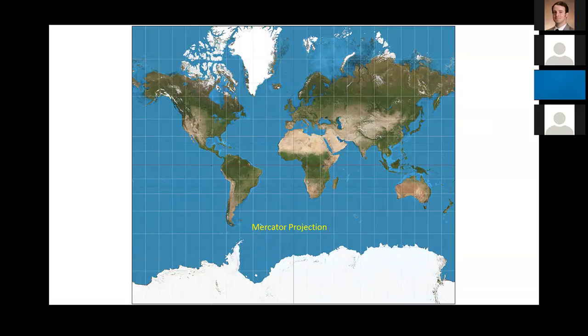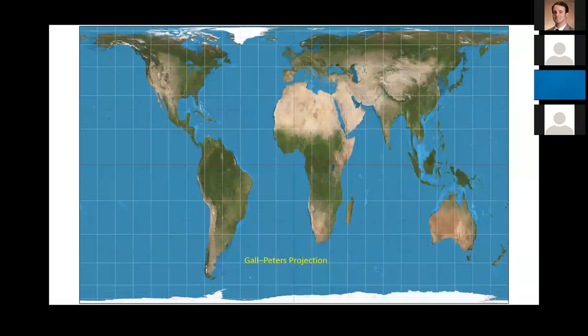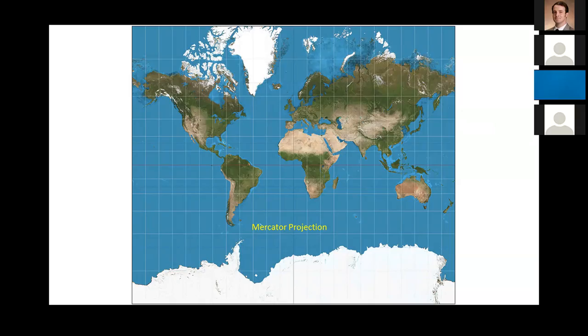But what we can see is if we just jump ahead to the Gall-Peters projection, it looks very different, right? So perhaps the thing that stands out most to you is suddenly Africa looks very different between these two different projections. And so this is what I'm talking about when I'm talking about distortion. The size, the shape, the area of different places change based on the map projection that you choose.